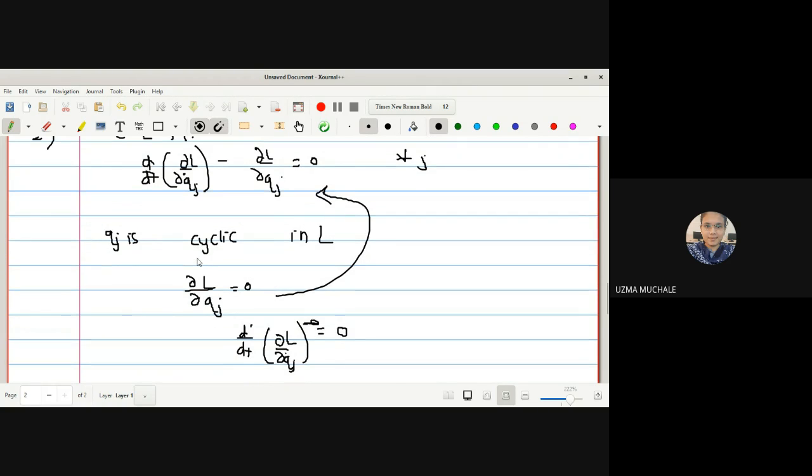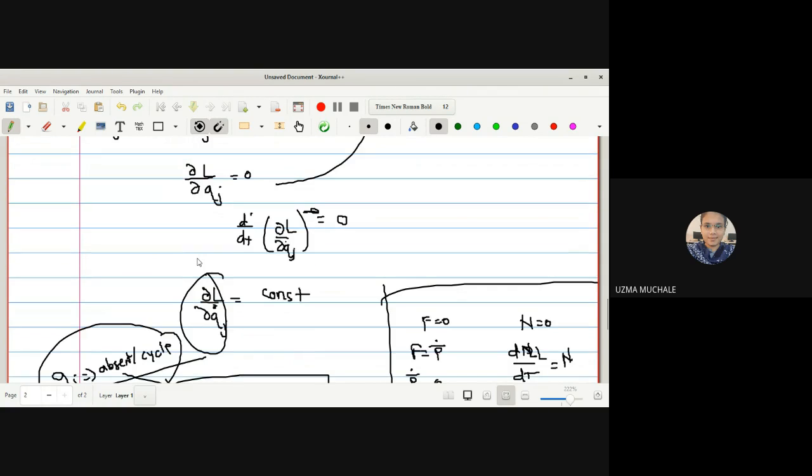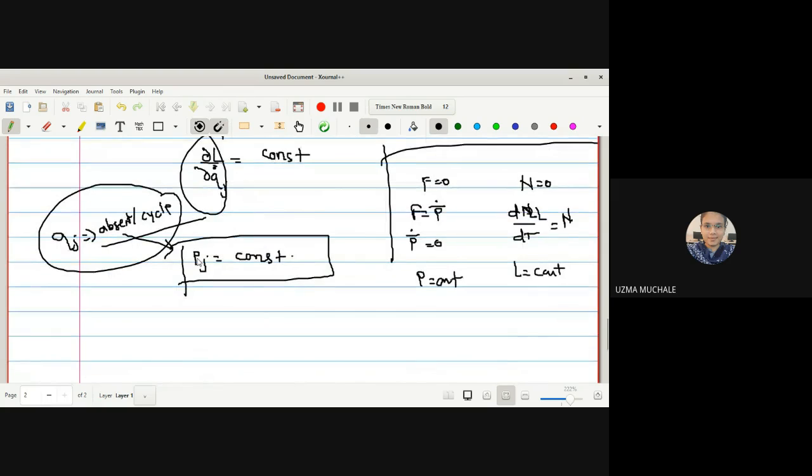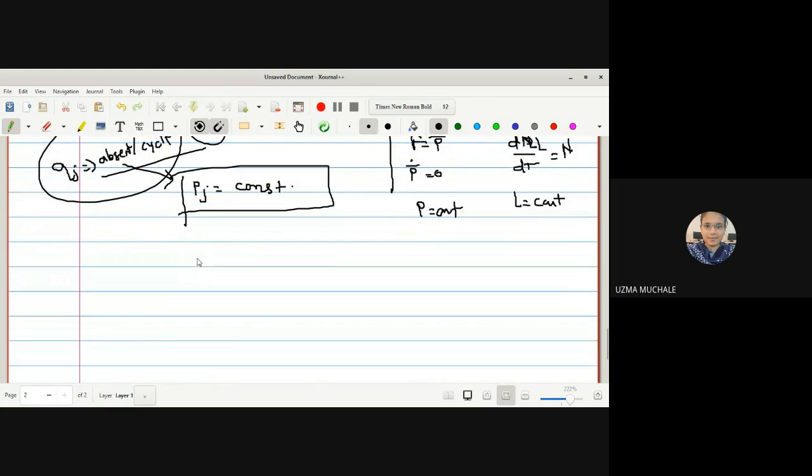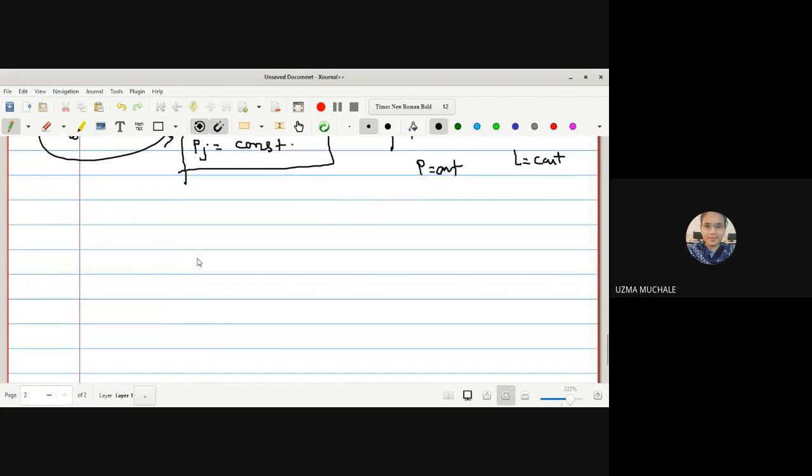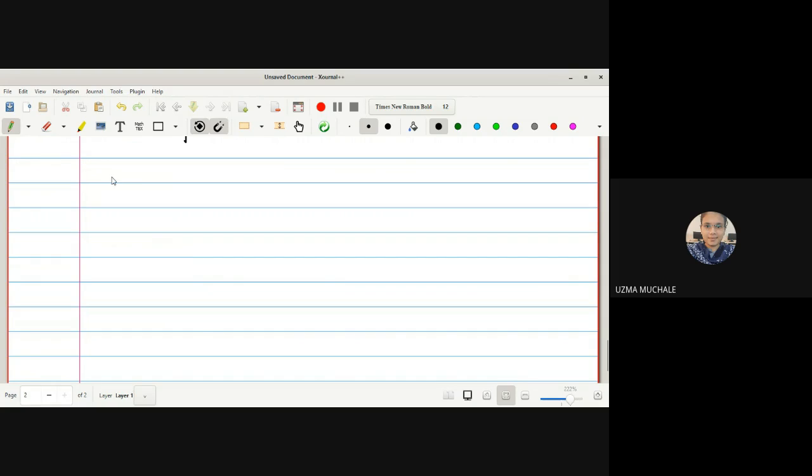0. So just put it in the Lagrange's equation of motion, then integrate, you will get dou L by dou Qj dot equal to constant. Dou L by dou Qj dot is nothing but Pj. So you can say that Pj is a constant. So the generalized momentum corresponding to the cyclic coordinate Qj is a constant, hence the proof.